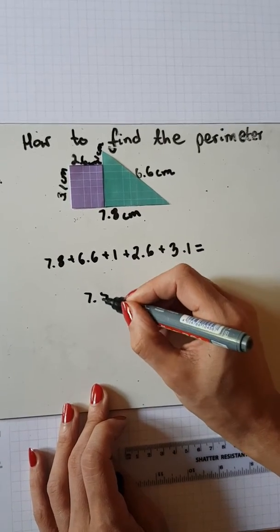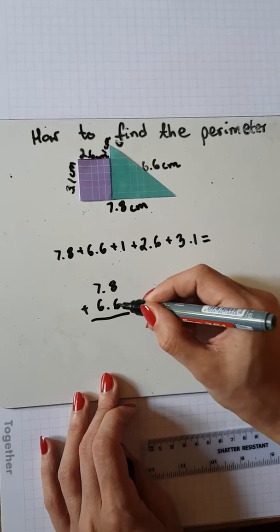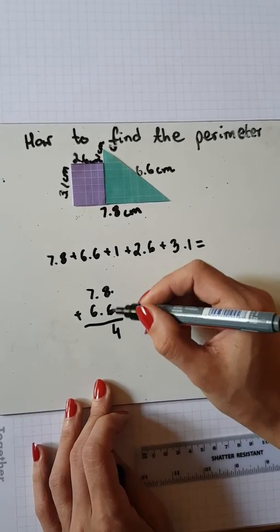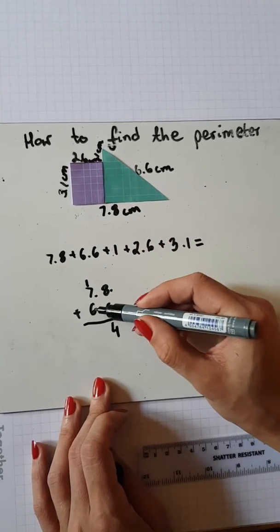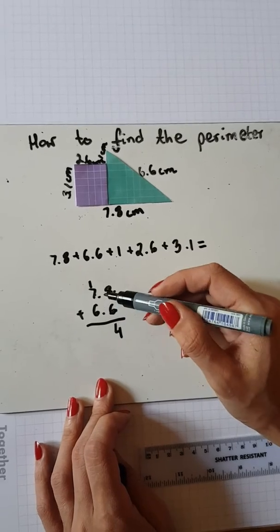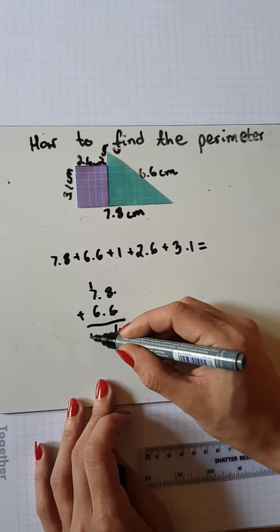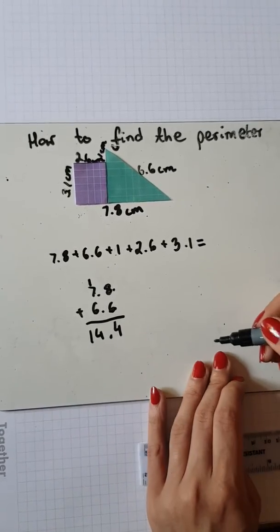7.8 add 6.6. 6 tenths and 8 tenths equals 14 tenths. So I've got a whole one that I can rename. 6 add 7 equals 13. Add 1 equals 14. Okay, so that's 14.4 centimeters.